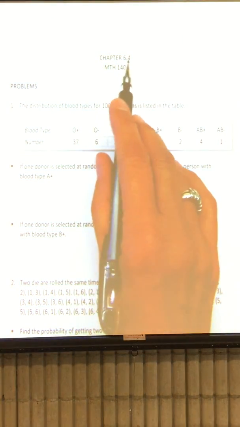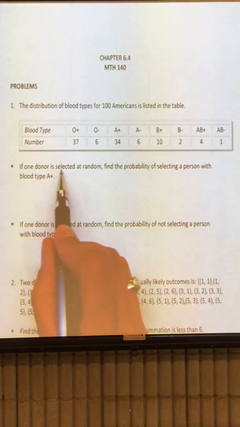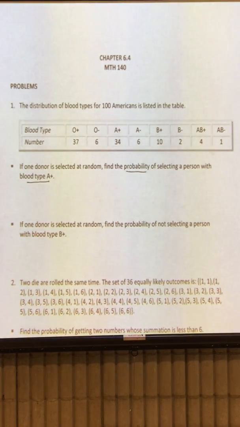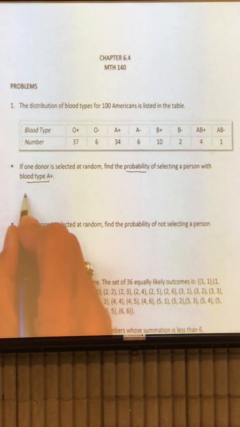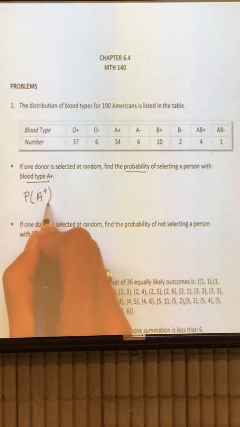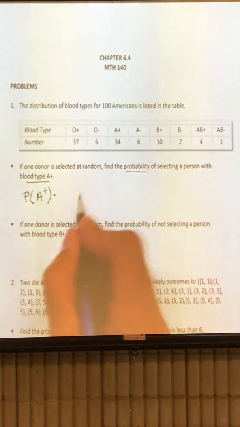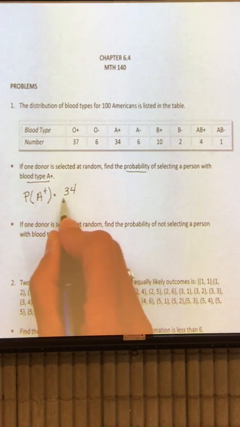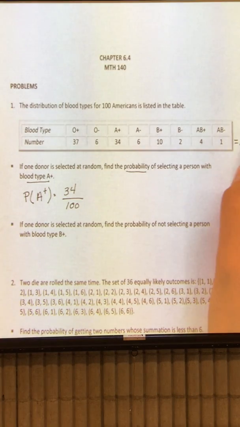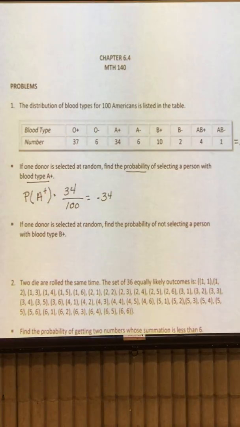Let us begin Chapter 6, Section 4, Problem number 1. If one donor is selected at random, find the probability of selecting a person with blood type A positive. So here you have the probability of the event A positive is 34 divided by the total. Adding up the numbers, your total is equal to 100. 34 divided by 100 is equal to 0.34.